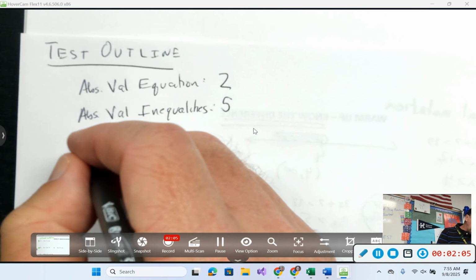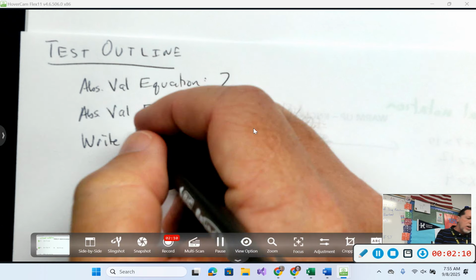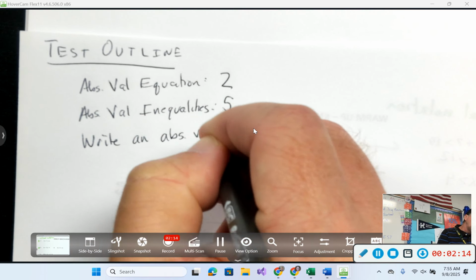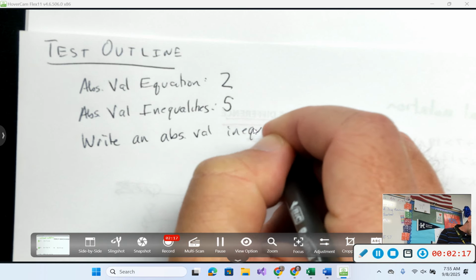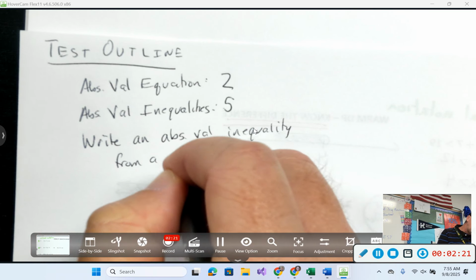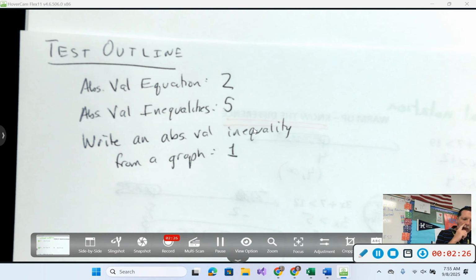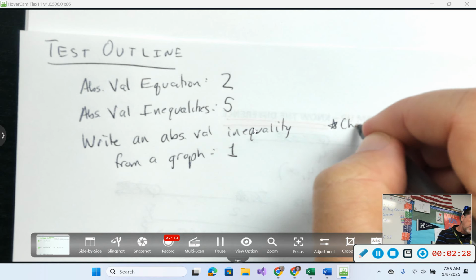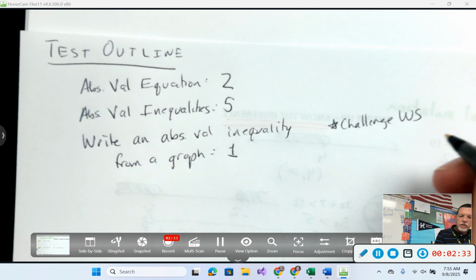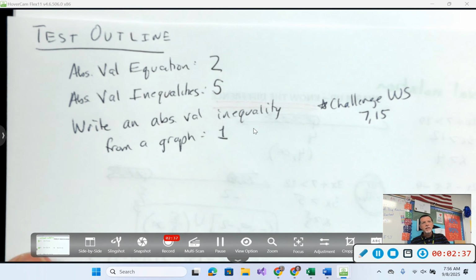There's one. We've seen a few of these, but we'll do a few more today because this is the tricky one. Write an absolute value inequality from a graph. This is probably more of a hint than I should be giving, but challenge worksheet number 7 and 15. So we'll look at those in a minute.